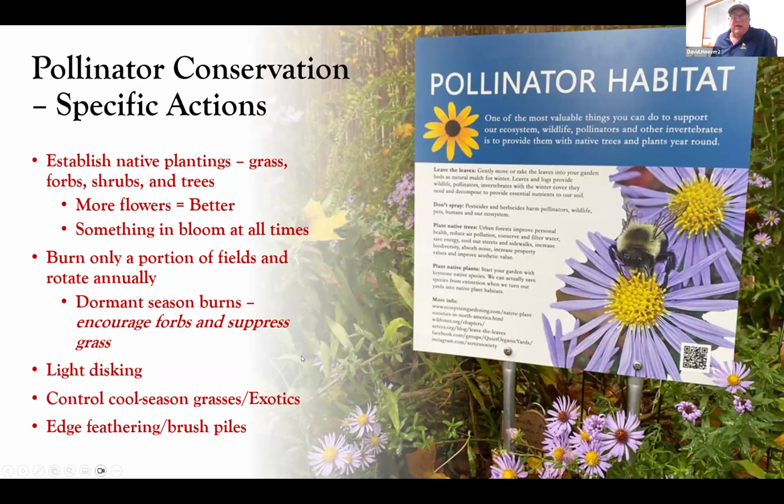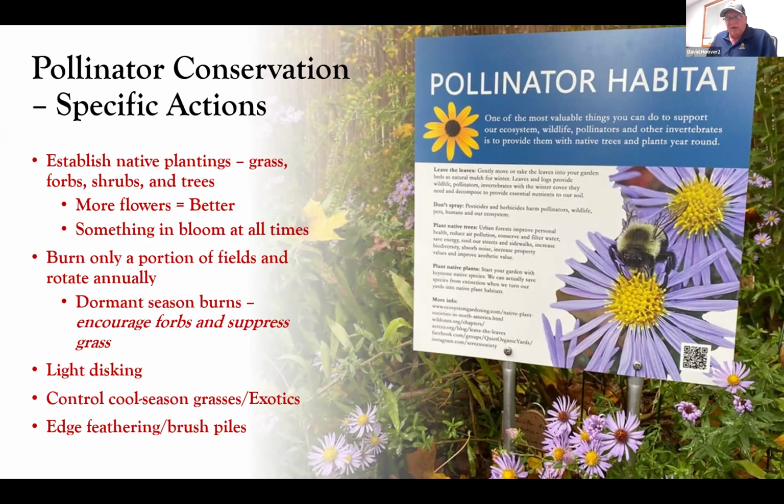If you're burning, which is an excellent practice, don't burn all those fields at once. Try to do a third to a half. Dormant season burns are the best, and they encourage forbs and suppress the grass. If you don't have much bare ground and need some, you can do light disking. The burning helps too. But if you can't, control cool season grasses and those exotics.